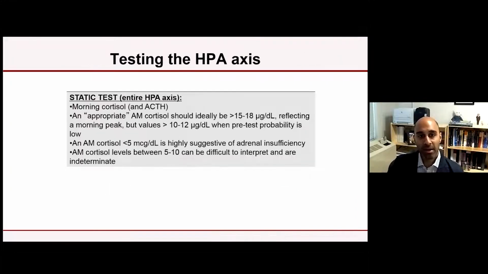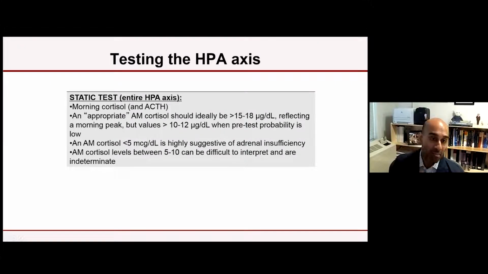So one easy static test that can assess the entire hypothalamic pituitary adrenal axis is measuring a morning cortisol, and ideally with an ACTH. Now the goal here is you're going to try to capture the peak morning cortisol rise as a reflection of how the whole system is working well. And an appropriate morning cortisol is ideally double digits, 15 to 18 or higher micrograms per deciliter, reflecting you've got a good morning peak.